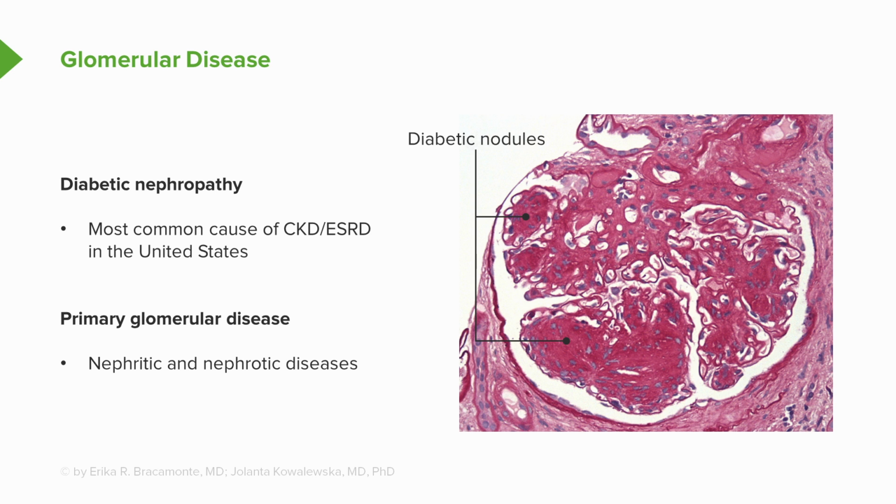Other diseases of the glomerulus also manifest with glomerular disease. These are some of our primary diseases, and we're going to be talking about these, as well as diabetes, in our nephritic and nephrotic disease lecture.